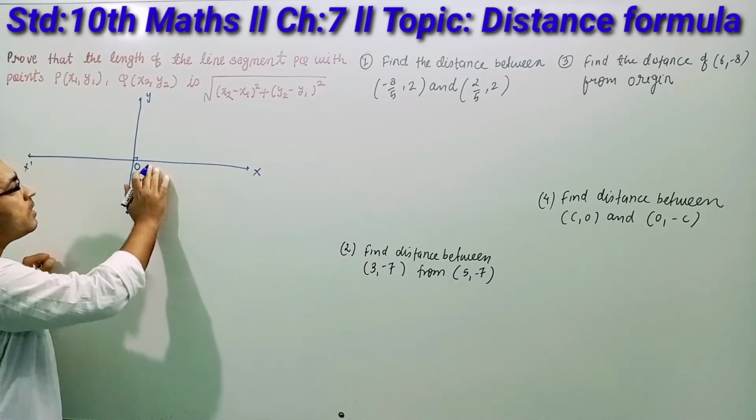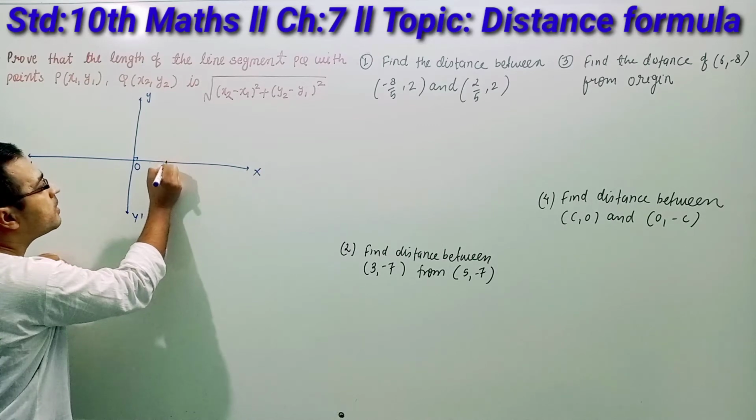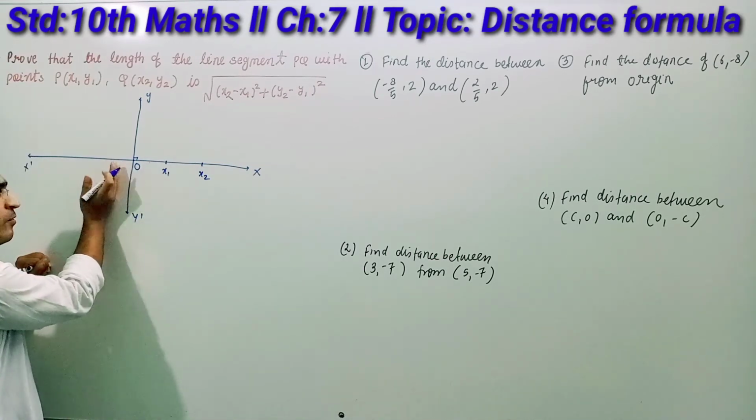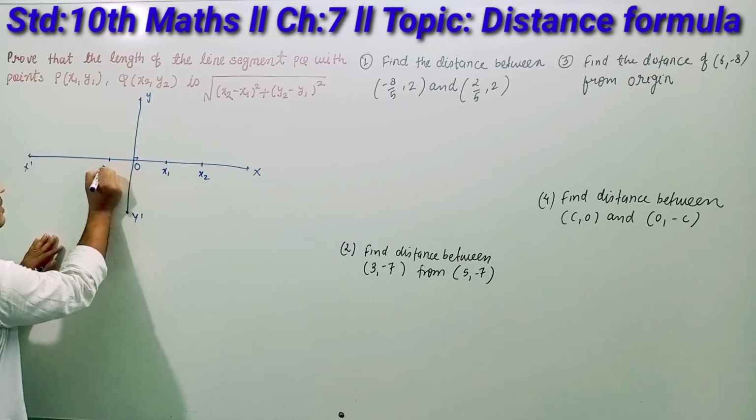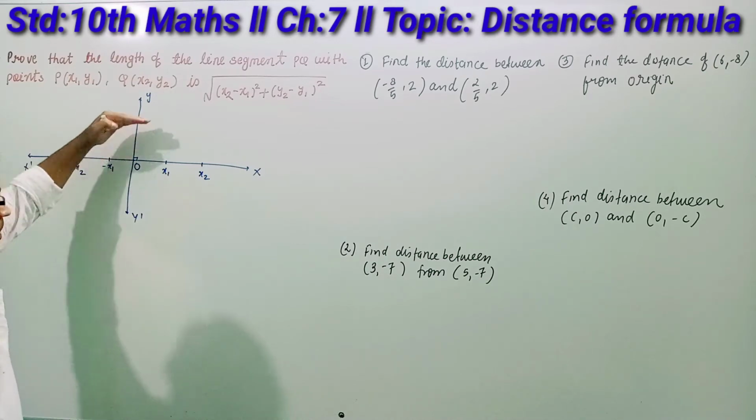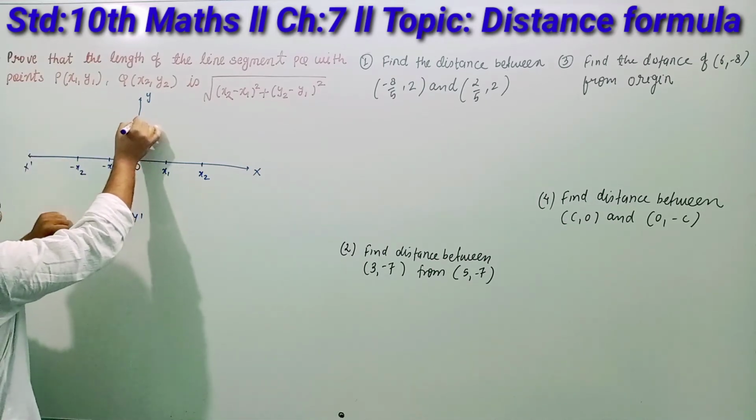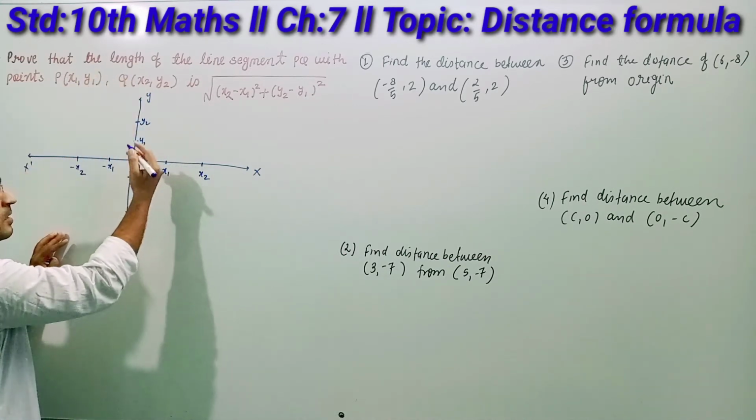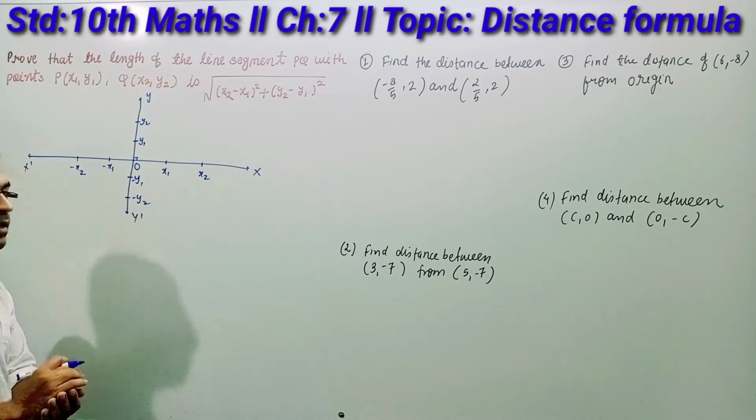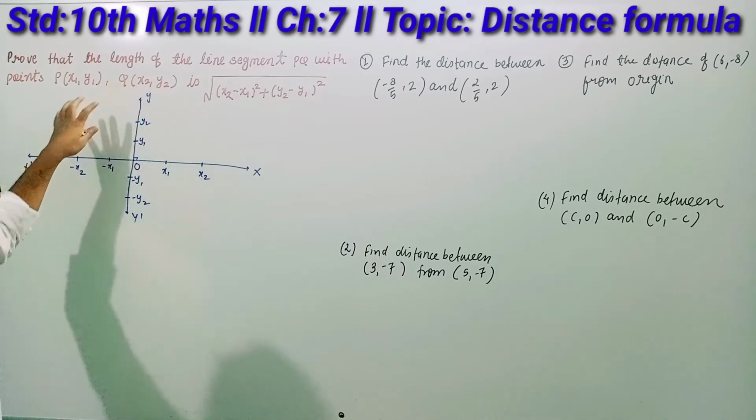On the x axis, to the right of the origin, there are positive integers. So consider here x1 point and x2 point. Similarly, to the left of the origin on the x axis there are negative integers, suppose minus x1 and here minus x2. Similarly on the y axis in the upper half plane there will be positive integers y1, y2 and so on. And in the lower half plane there will be negative integers minus y1 and minus y2. Right students? This is the first quadrant, this is the second quadrant, this is the third and this is the fourth quadrant.